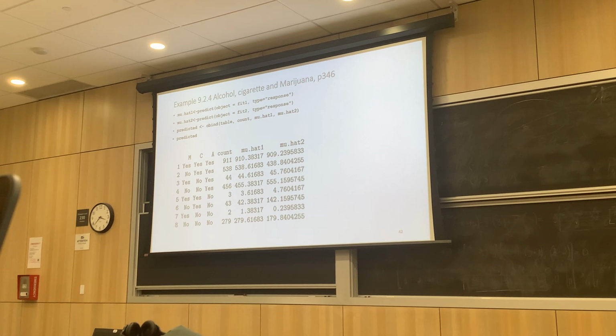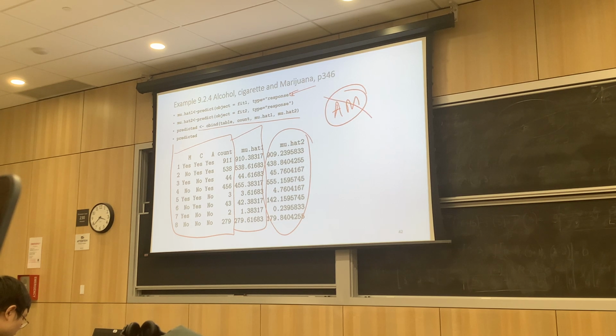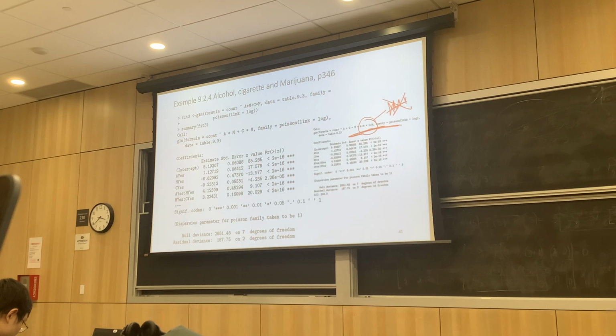Now this is the actual data. This is the predicted counts using the homogeneous association model. And this is the predicted data using the second model. In the second model, I did not have AM. Without this, the others were there: cigarette and alcohol, and cigarette and marijuana, but this one was not there. So it is using this model, and you only have these two.